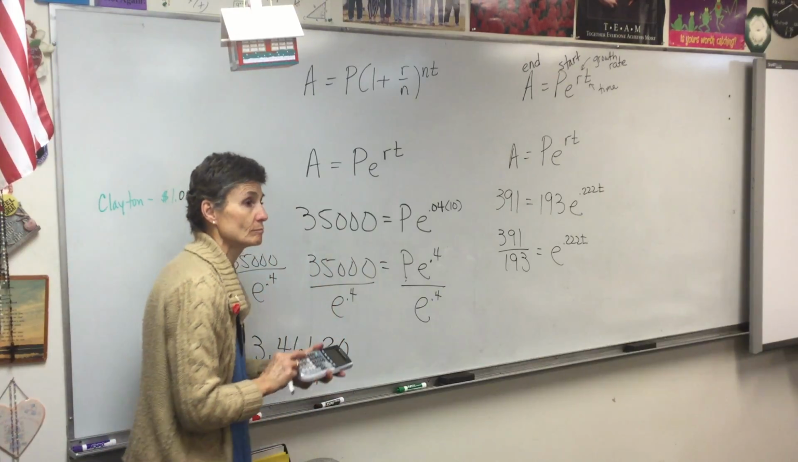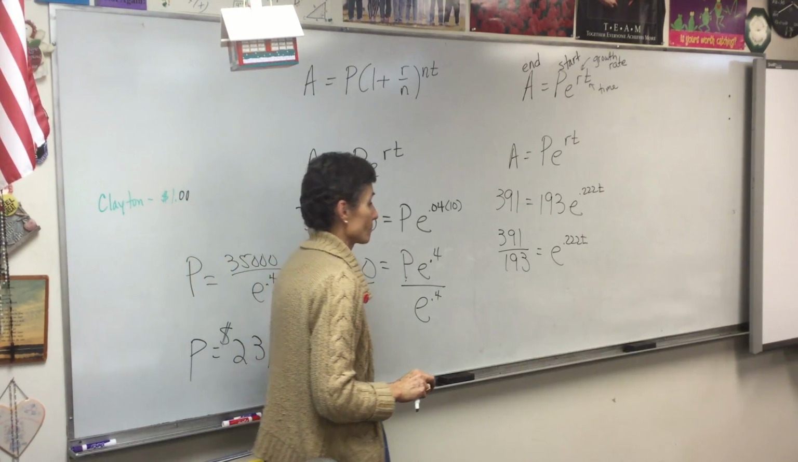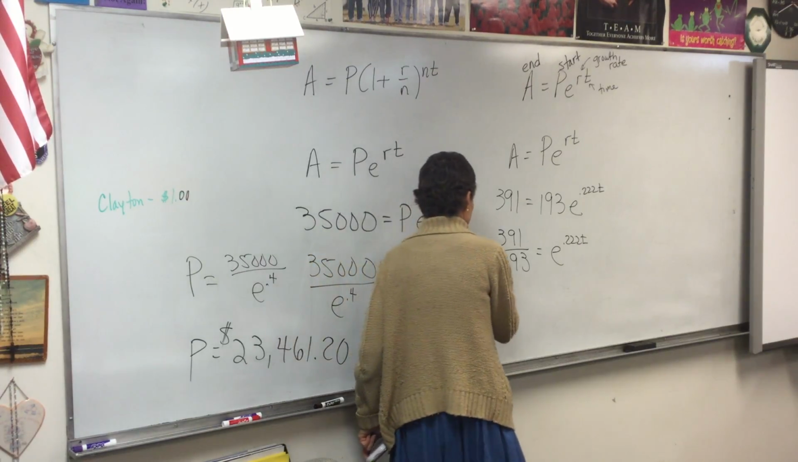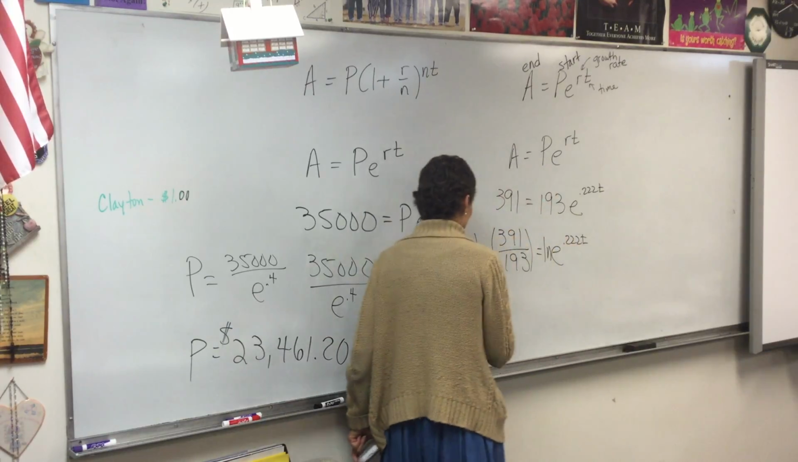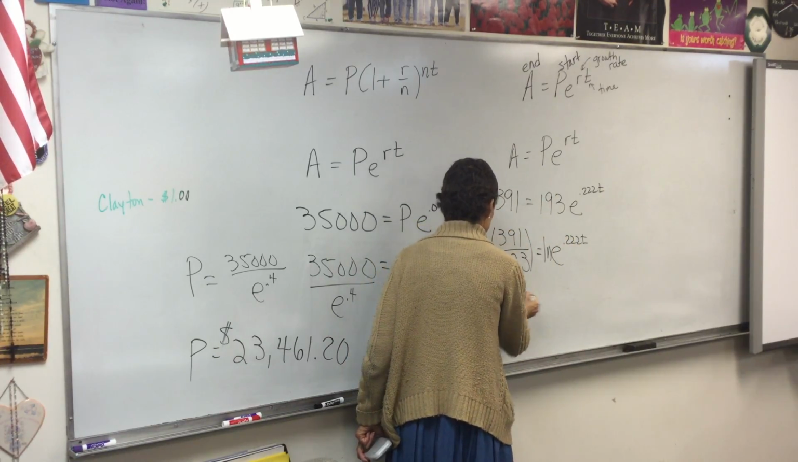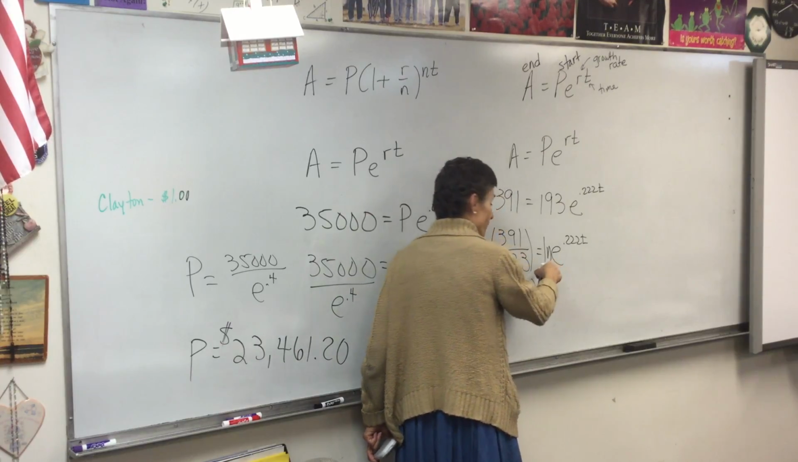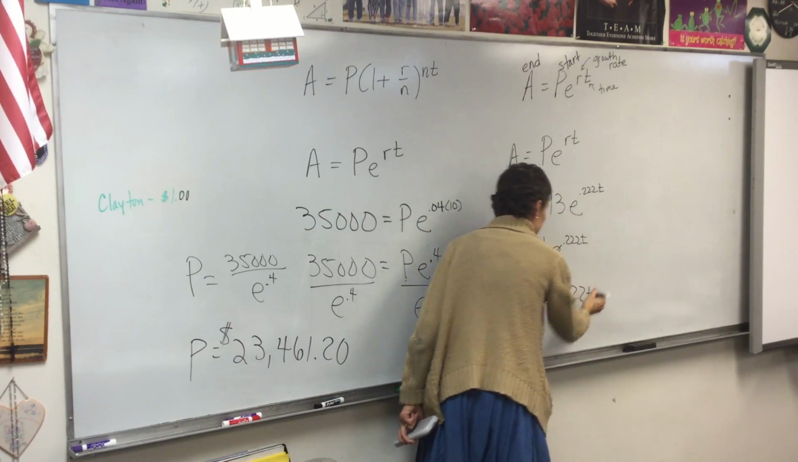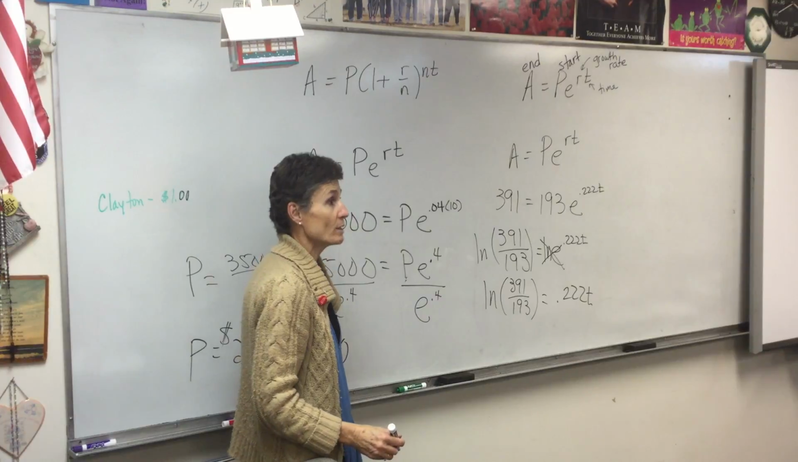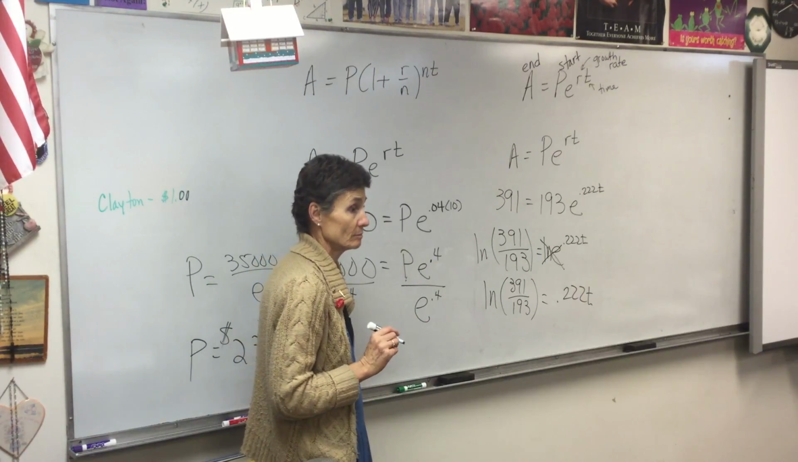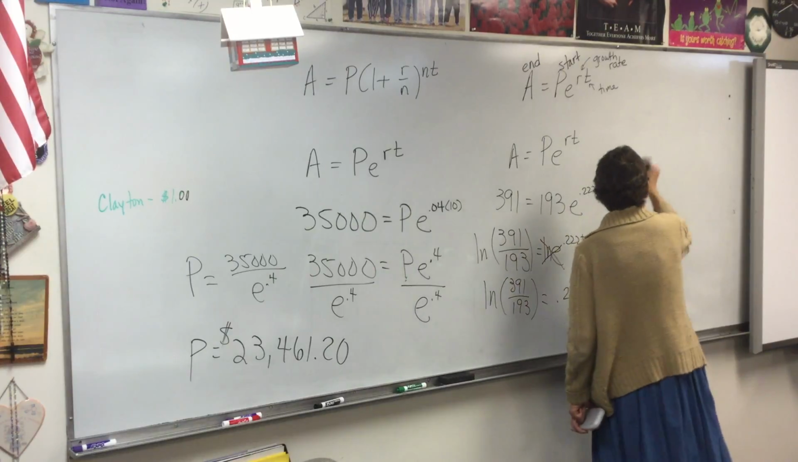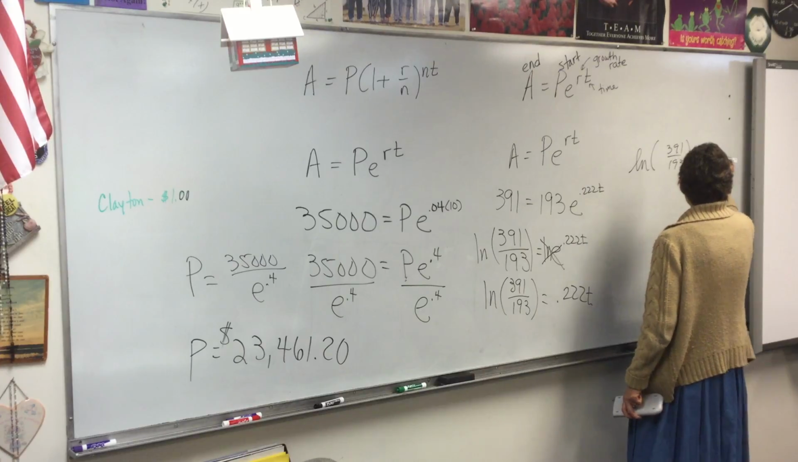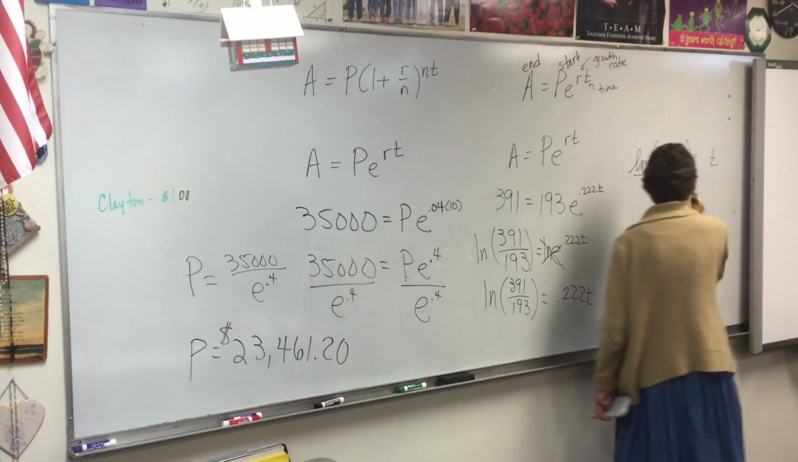Now what? This is the big step. What do I do now? Now I'm going to ln both sides. And over here I have ln this awful fraction. And what do I have over here? 0.222t. Remember, when you have an ln and an e back to back, they cancel. So then I'll take ln, that awful fraction, and I will simply divide it by 0.222.